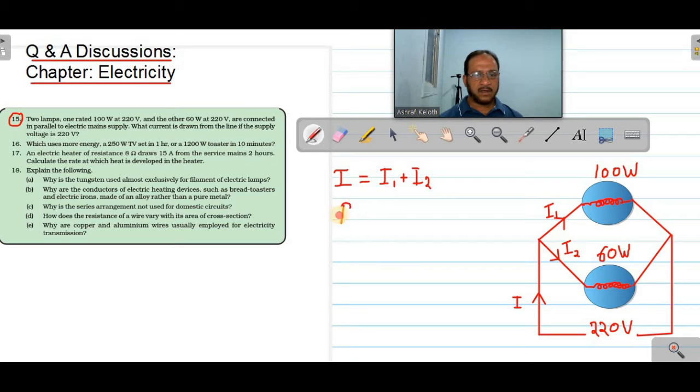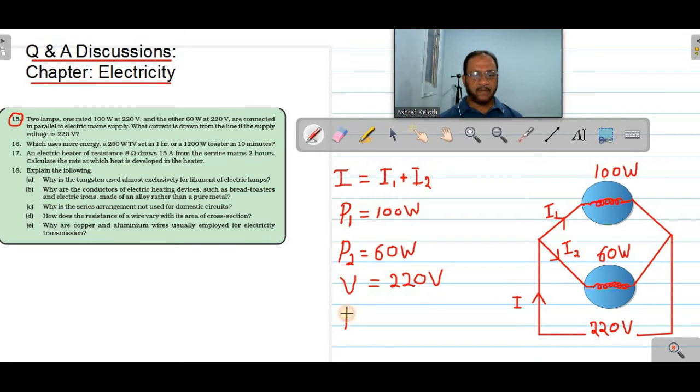The power of the first bulb, P1, is equal to 100 watts. The power of the second bulb, P2, is equal to 60 watts. And both are operated at a potential difference of 220 volt. Now we can find out the current flowing through each bulb.